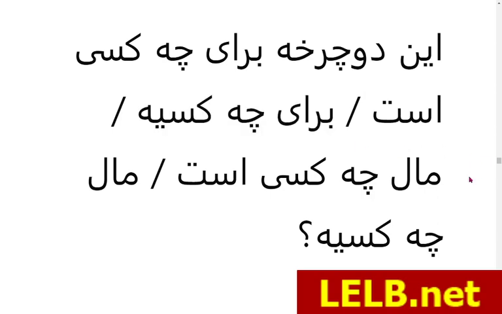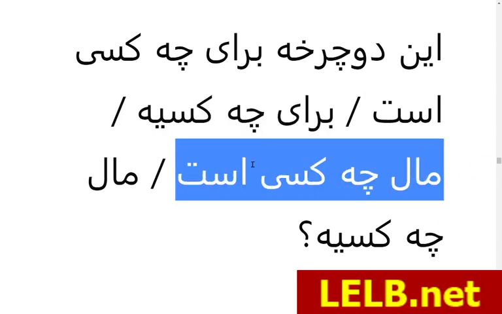مال چه کسی است؟ or مال چه کسیه. Remember, برای چه کسی is more formal than مال چه کسی. این دوچرخه برای من است. Okay, this bicycle is mine. این دوچرخه برای من است or برای منه.